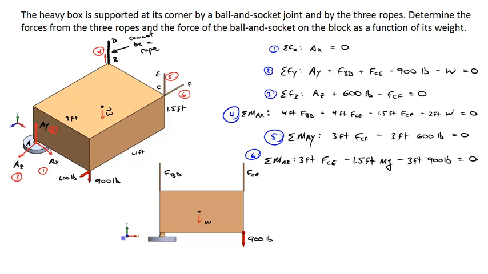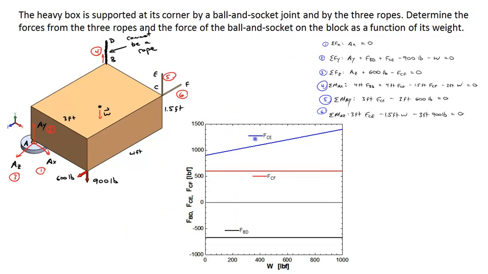We can get that by looking straight down the z-axis. And here from this perspective, we have AX acting in the x direction and AY acting in the y direction. We've got a counterclockwise moment for FCE with a lever arm of 3 feet, a clockwise moment due to gravity with a lever arm of 1.5 feet, and a clockwise moment of 900 pounds with a lever arm of 3 feet. So these are my 6 equations and 6 unknowns, and for a given value of W, we could solve for all 6 of these forces.